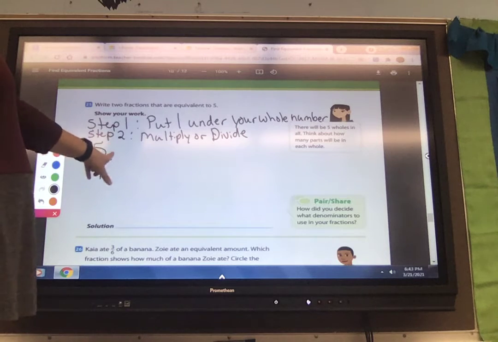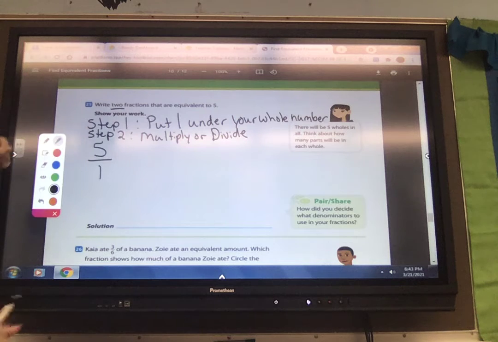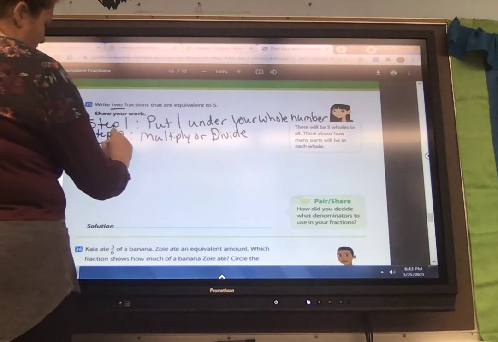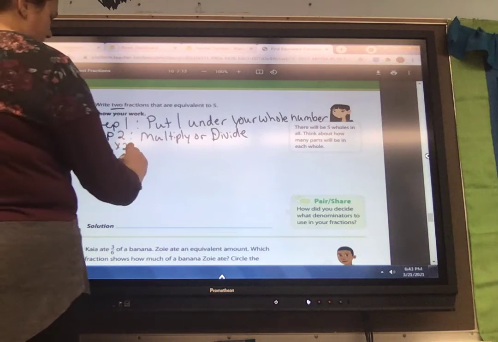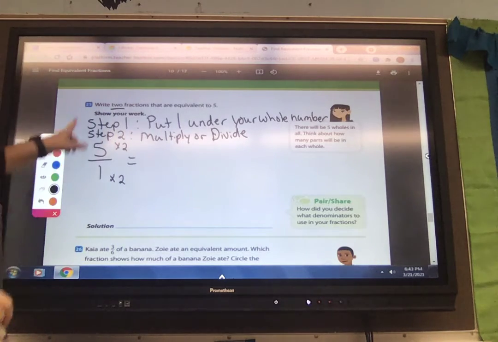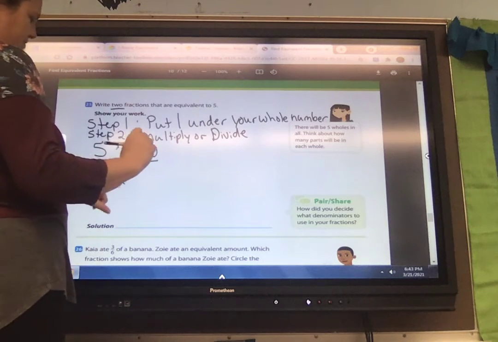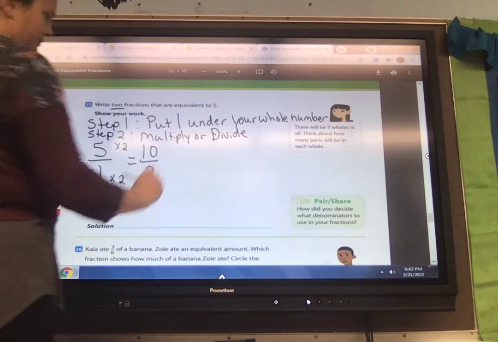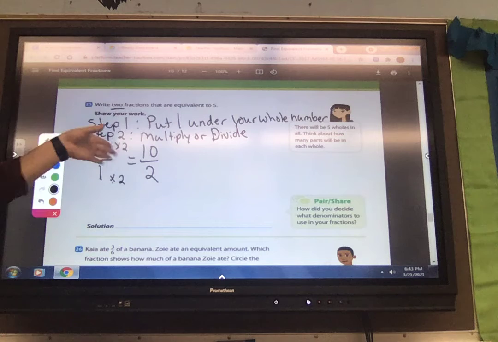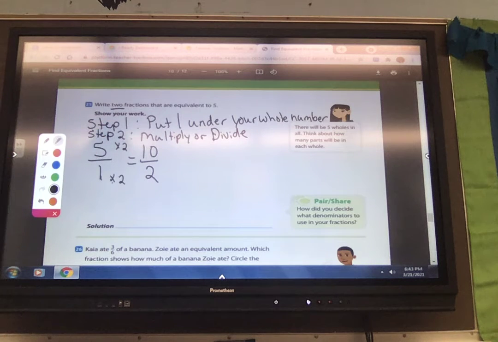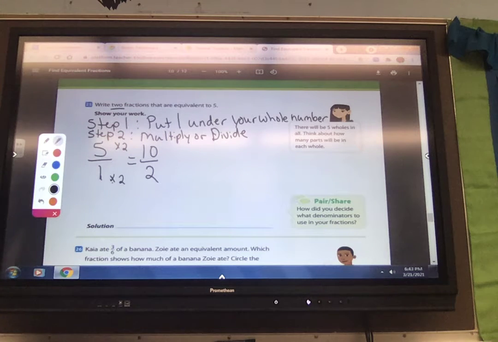So to make an equivalent fraction, because they want 2 of them, I'm now going to multiply. And you know me, I'm going to pick times 2, just because I know my 2's really well. So my equivalent fraction is going to be 5 times 2 is 10, and 1 times 2 is 2. So I could take 5 pizzas and cut all 5 pizzas into 2 parts, and then I would end up with 10 parts.